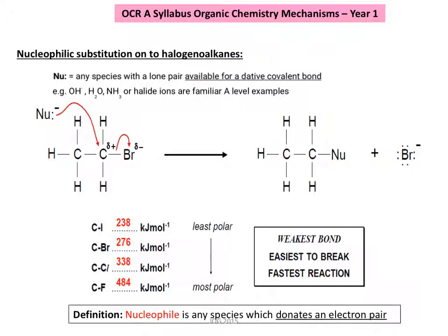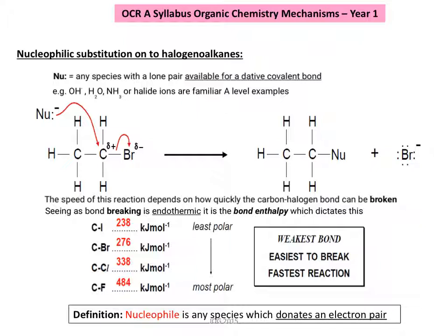So what's also interesting is to consider the cause of how fast this goes. So the driving factor here is how easily you can break the carbon-bromine bond. So the carbon-halogen bond can be broken, but because this process is endothermic, it's the bond enthalpy that actually dictates this. So the higher the bond enthalpy, the more difficult it is to break that bond, and therefore the slower the reaction will go.